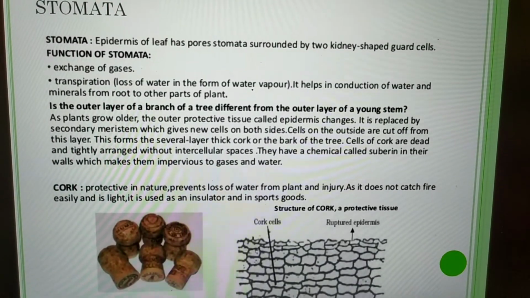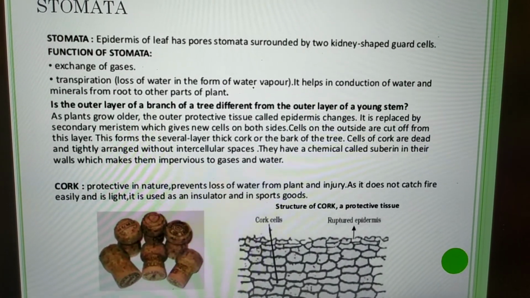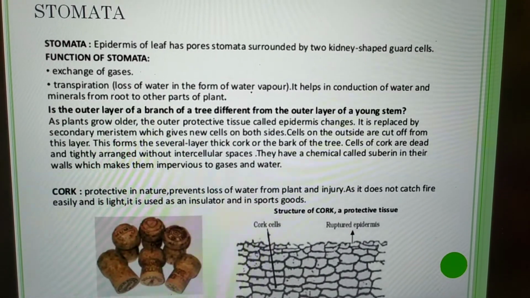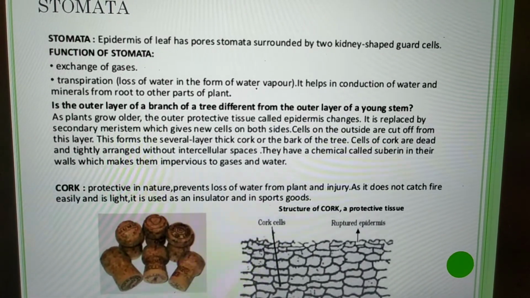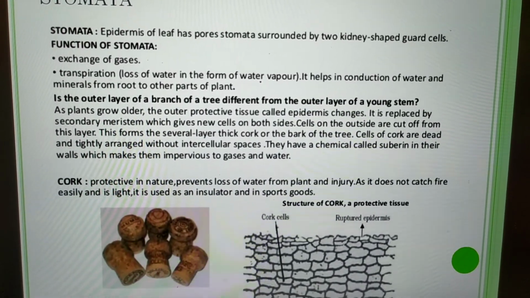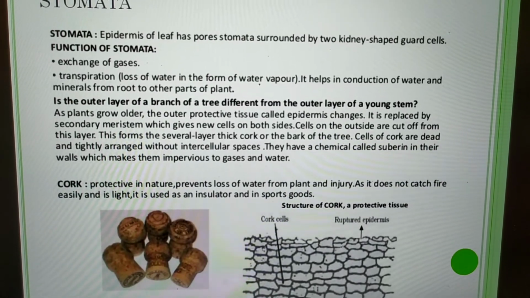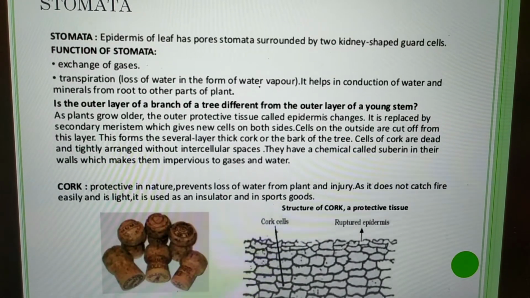In the lower epidermis region, stomata are present in the leaf. The epidermis of the leaf has porous stomata surrounded by two kidney-shaped guard cells. What are the functions of stomata? It helps in exchange of gases as well as transpiration. Transpiration is the loss of water in the form of water vapor. It helps in conduction of water and minerals from root to other parts of the plant.